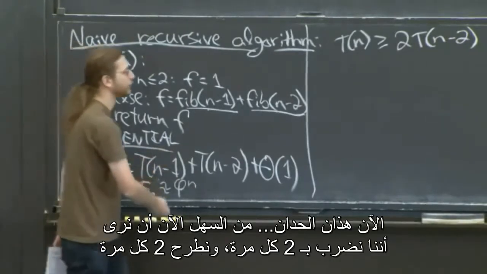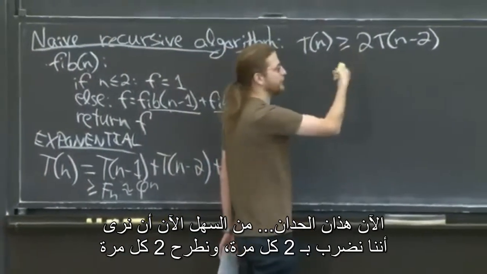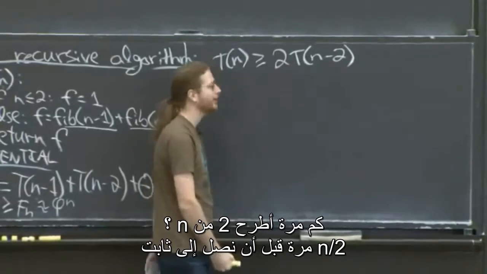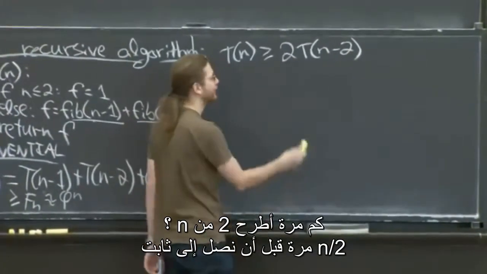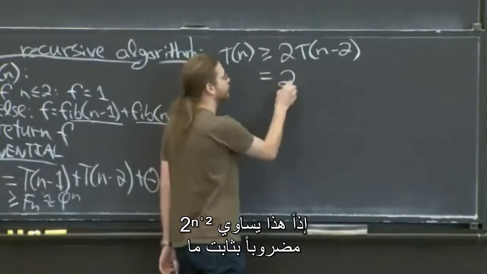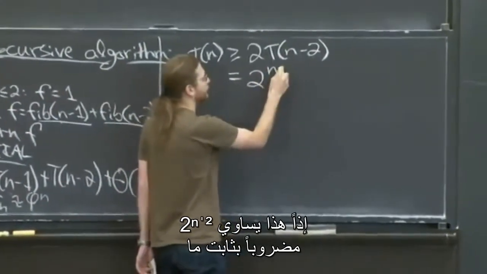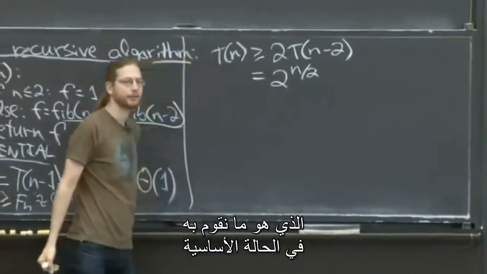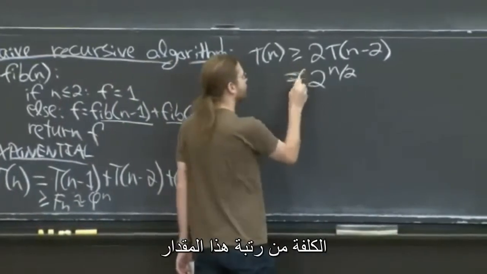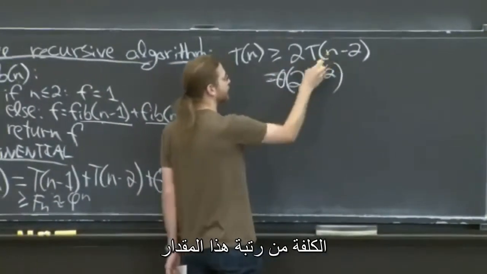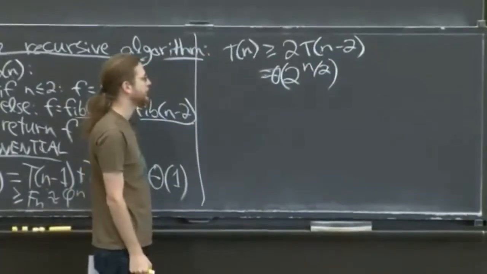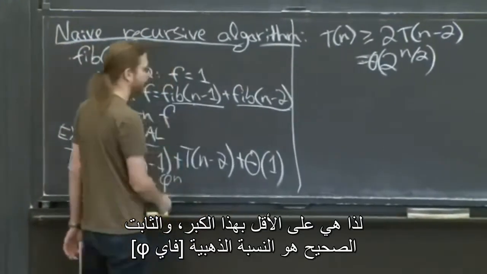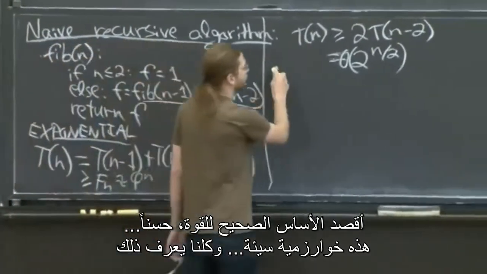And now this is sort of an easy thing. You see that you're multiplying by 2 each time. You're subtracting 2 from n each time. How many times can I subtract 2 from n? N over 2 times before I get down to a constant. And so this is equal to 2 to the n over 2, times some constant, which is what you get in the base case. So I guess I should say theta. This thing is theta that. Okay, so it's at least that big, and the right constant is phi in the base of the exponent.